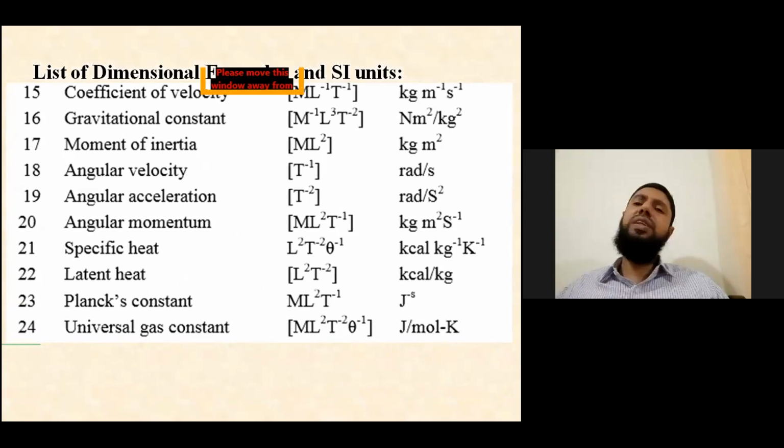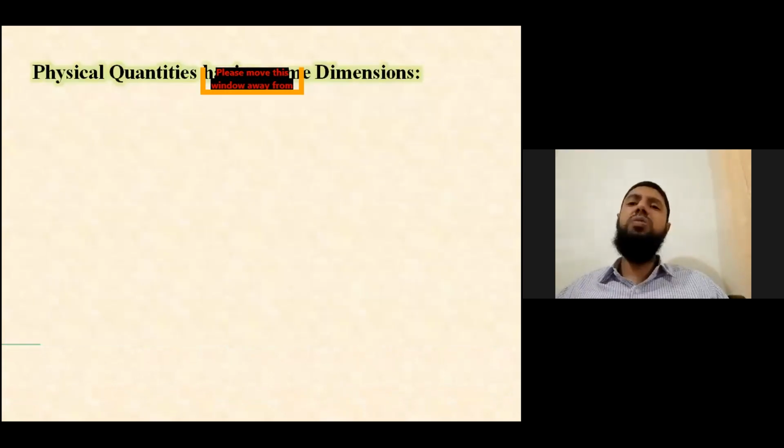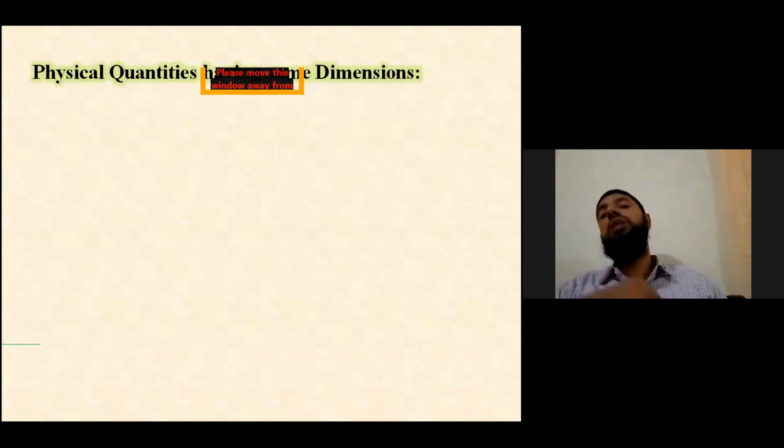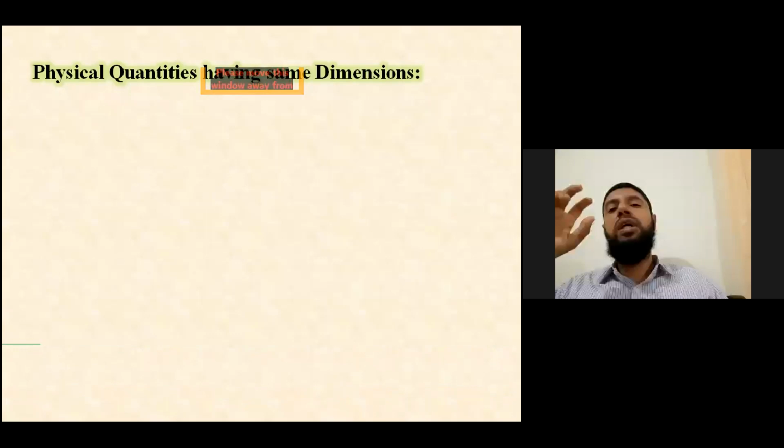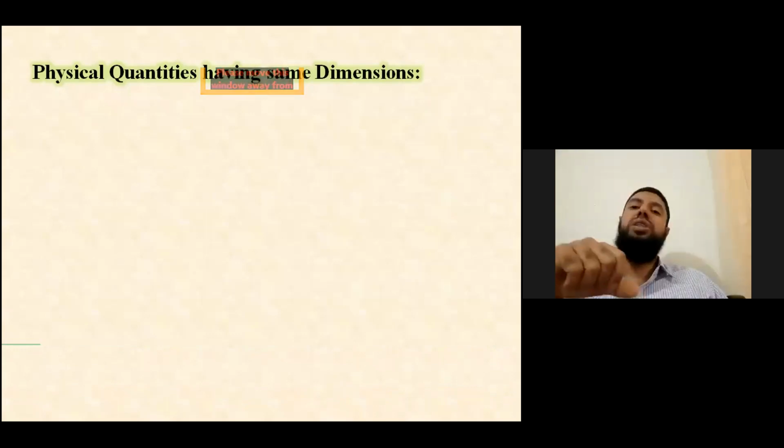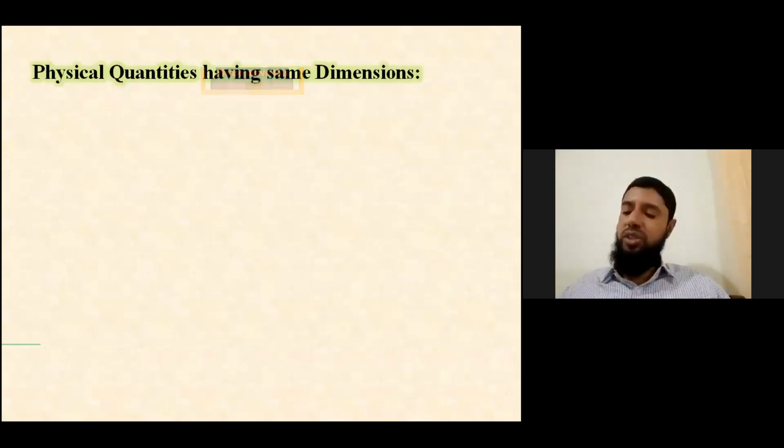Then after this, you have to have one more list: the physical quantities which have the same dimensions. We have some physical quantities which have the same dimensions and the same units.